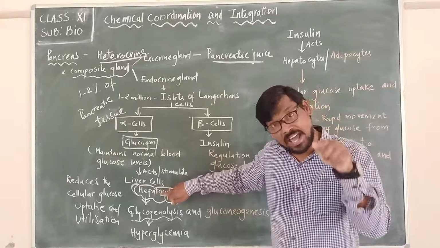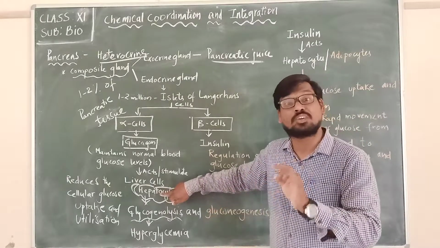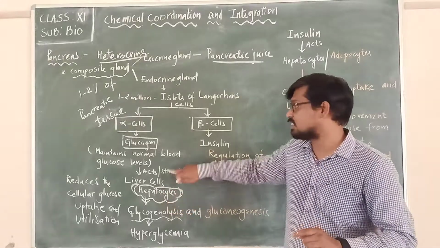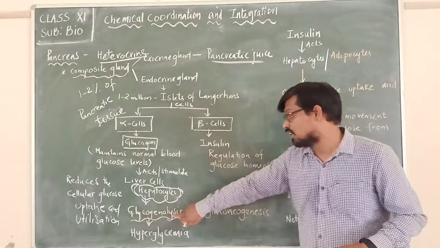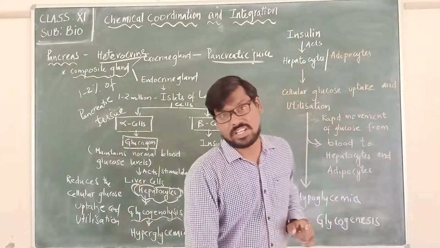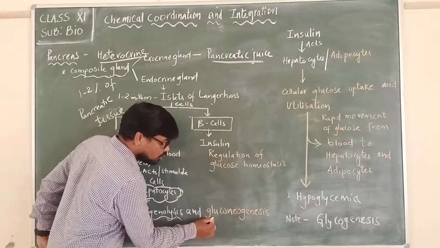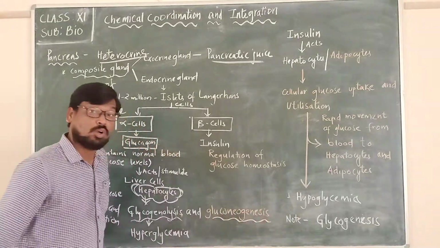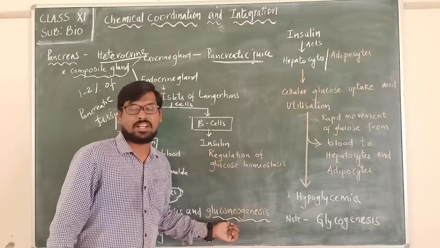And convert that glycogen back into what? Glucose, and send it back into the blood. That's why we call this the hormone called glucagon. Okay, involving in a process called what? Glycogenolysis. Not only in the process of glycogenolysis, it is also involved in the process of what? Gluconeogenesis. Already we came across this when we were talking about the adrenal gland.